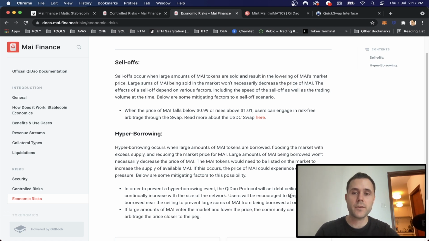Users will be encouraged to keep a total of Mai borrowed near the ceiling to prevent large sums of Mai from being borrowed at once. So they want people to just keep borrowing, trying to get to the limit, and then once the limit is reached, then maybe they will grow it depending on the amount of collateral deposited on the platform and in the ecosystem in general. So if large amounts of Mai enter the market and lower the price, the community can use the swap to arbitrage.